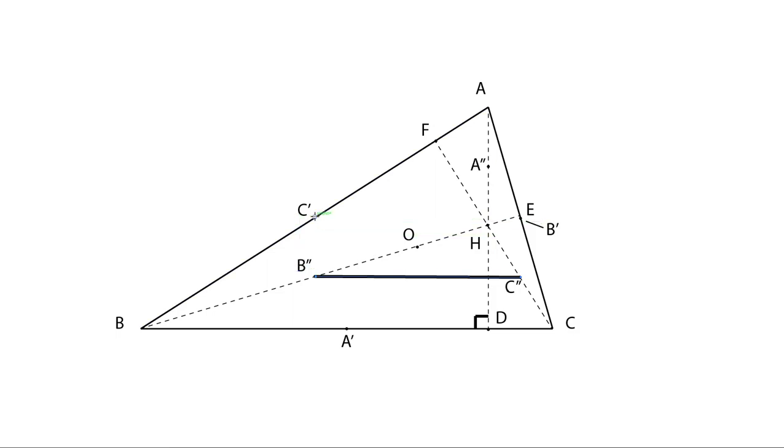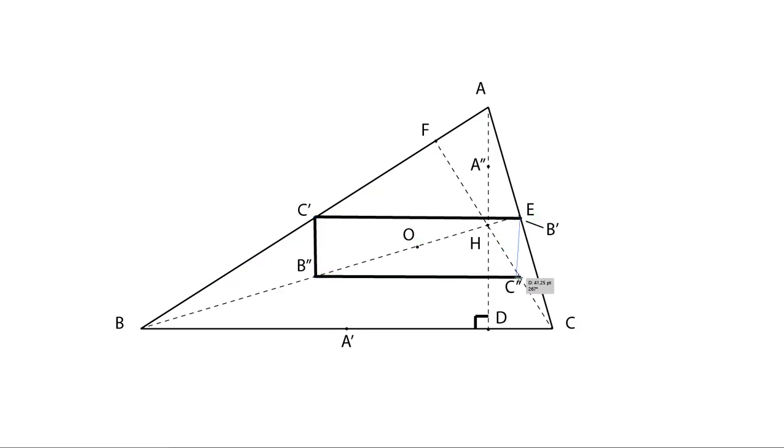Now, if I connect C prime, the midpoint of AB, and B prime, the midpoint of AC, by the exact same argument, we see that this line is parallel to BC and also half the length. So these two lines are parallel to the same line. They're parallel to each other. They're the same length. That means that if I connect their endpoints, I will get a parallelogram.